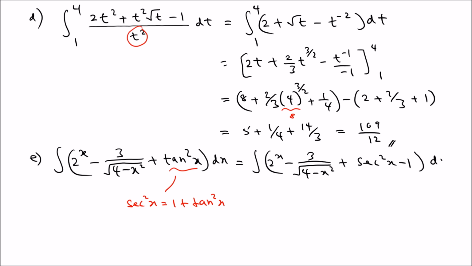Now you can see that you can integrate term by term. The first one is 2 to the x over ln 2. This one is 3 sine inverse of x over 2, because it's a 4, so that means x over 2, with a squared, so a is 2. And then secant squared means tan x, not tan inverse, tan x, and minus x plus C. You can see you cannot simplify this, so you can leave this as the final answer.